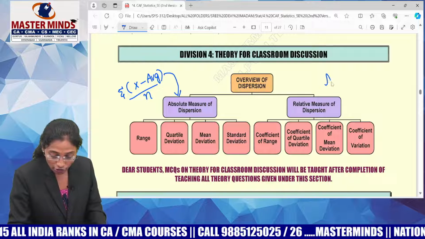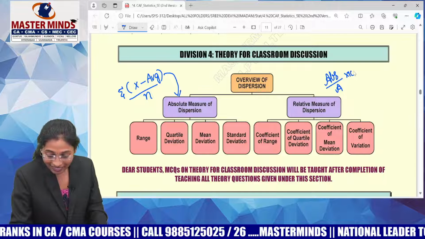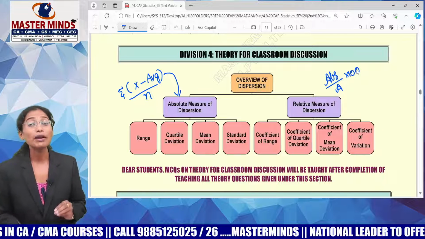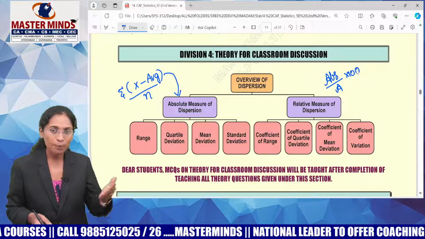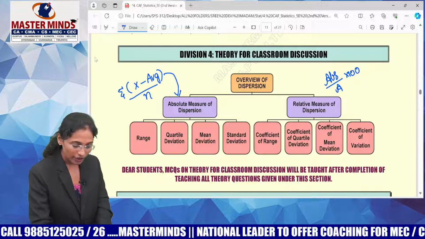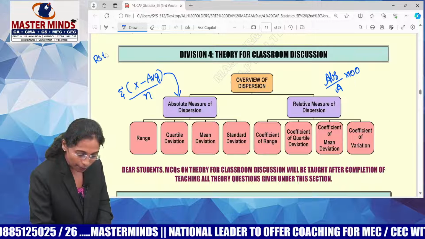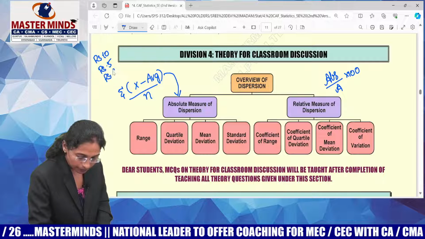And if that absolute measure is expressed as a percentage of average, that is called a relative measure. But what is the problem with absolute measure? Then why are you moving towards relative measure? Because absolute measures are meant for comparison only, right? But guys, remember, if you have 10 rupees, 5 rupees, 8 rupees.